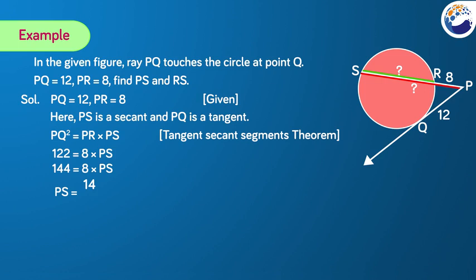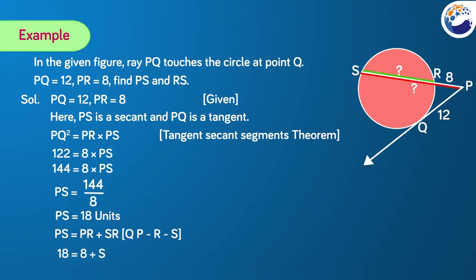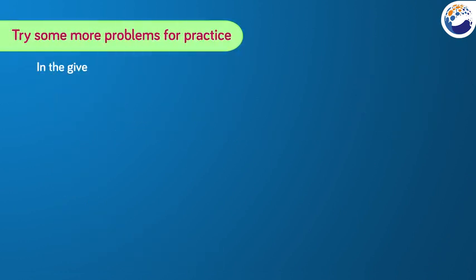PS is equal to 144 upon 8. PS is equal to 18 units. PS is equal to PR plus SR, since P-R-S. 18 is equal to 8 plus SR. Therefore, SR is equal to 10 units. Try some more problems for practice.